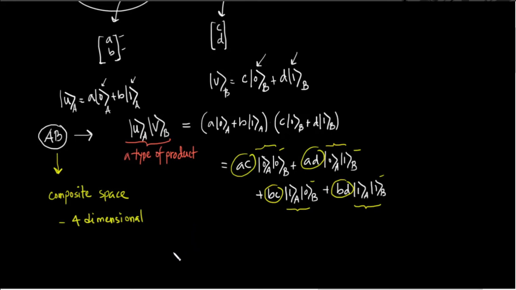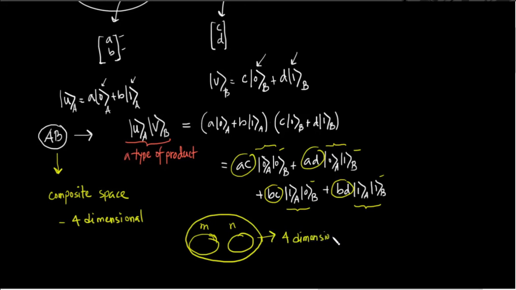So if we have one vector space that is m-dimensional and another vector space that is n-dimensional, then the composite space of these two vector spaces is four-dimensional.